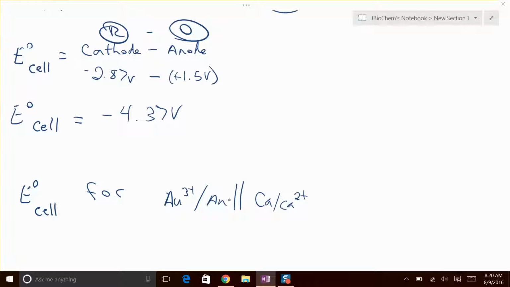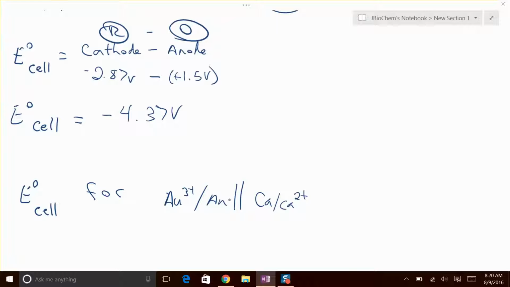Okay, so basically, we probably should not be remembering it as the more positive minus the more negative. We should just be remembering it as cathode minus anode: the reduction minus the oxidation. Reduction minus oxidation will give you the correct way each time. So reduced minus oxidized.